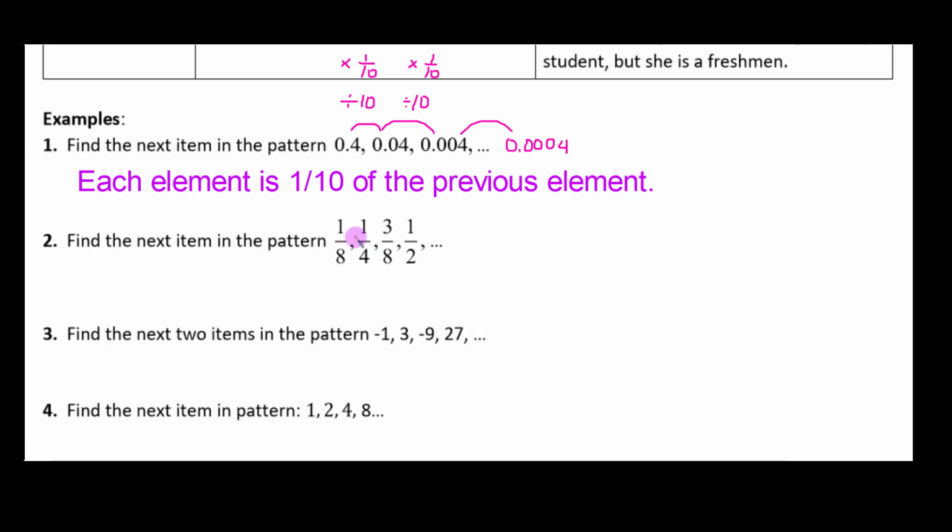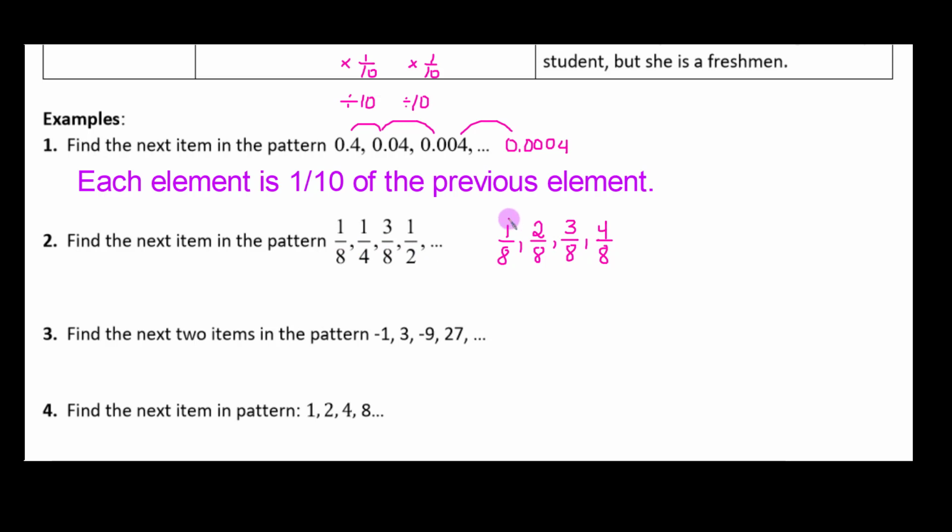The next problem, I have fractions. And one thing that might be easier is to either change them to decimals or change them so that they have the same denominator. Because if you notice, 1/4 is the same thing as 2/8. And then you have 3/8. And if you multiply this by 4, you're going to get a denominator of 8. So you multiply the top as well by 4, you get 4/8. So we see that this list is the same as this one.